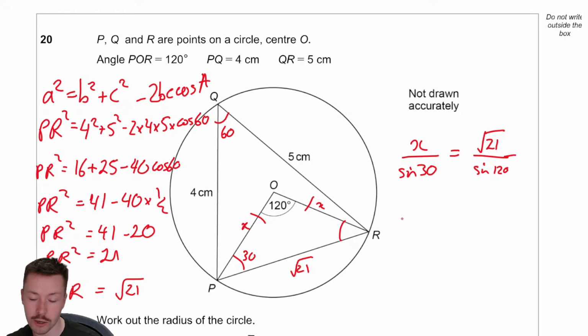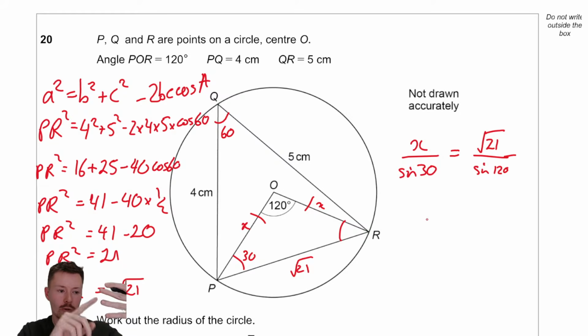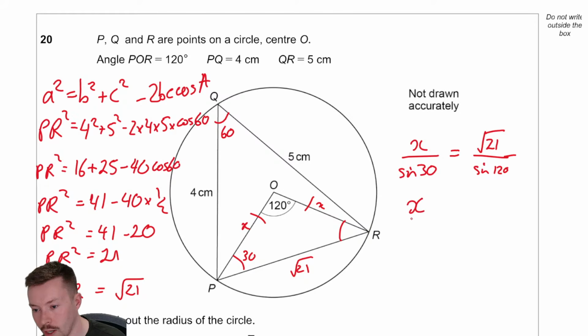You got square root 7 already? You're ahead of me. I'm too much chatting. Right, sine 30, let's work that out. So 0, 30. So square root fingers below is 1. So 1 over 2 is a half again. So we've got x over a half equals root 21.